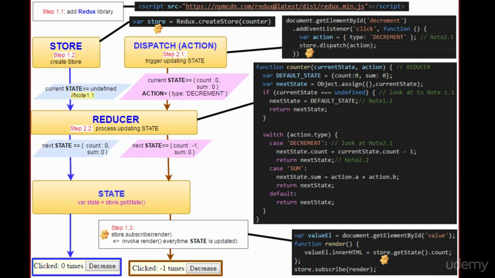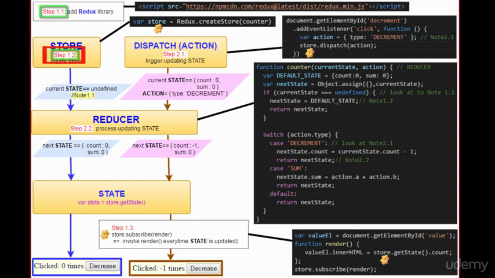This flowchart demonstrates how to use Redux libraries. To convert our current project into Redux architecture, we need to go through two main steps. The first step includes Step 1.1, Step 1.2, and Step 1.3. The second step includes Step 2.1 and Step 2.2.